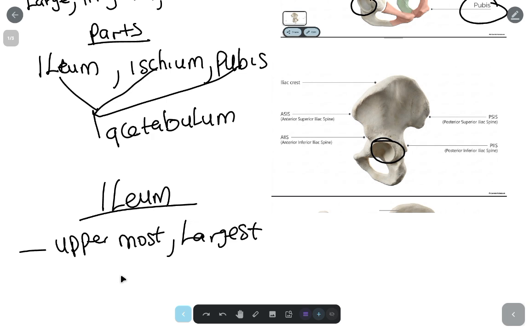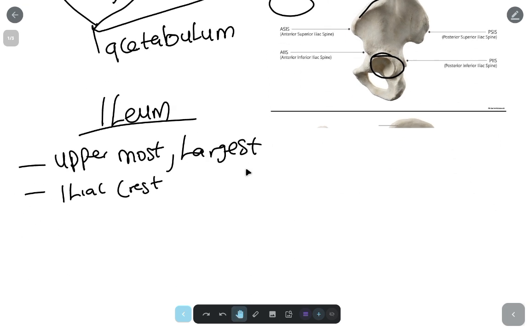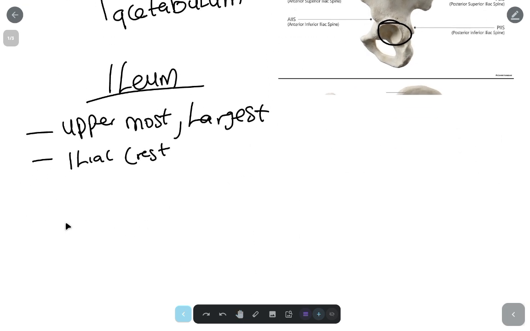The second thing you have to know about the ilium is it has a crest, and this crest is called the iliac crest, and this is the iliac crest. Now take a look at the iliac crest. The third thing you have to know is we have spines of the ilium, and we have about 4 spines of the ilium.